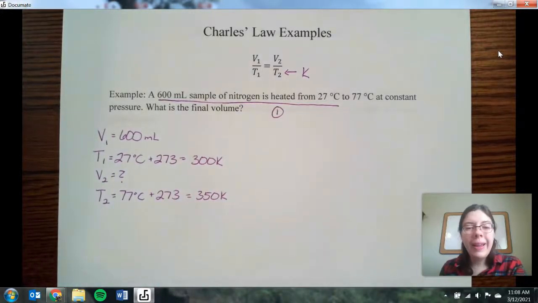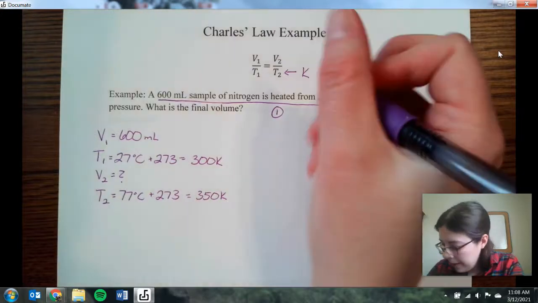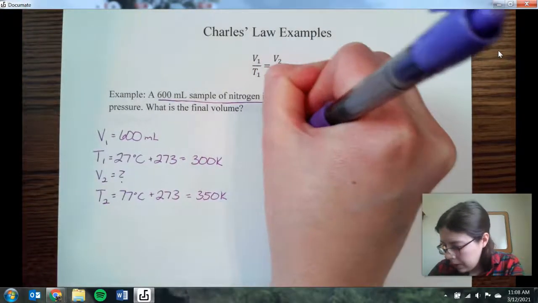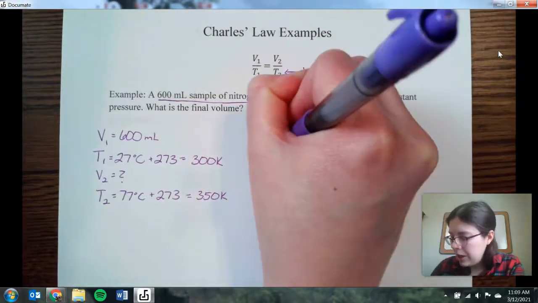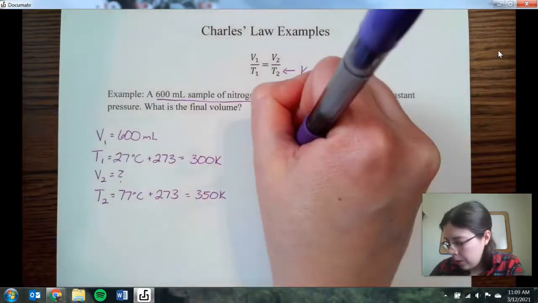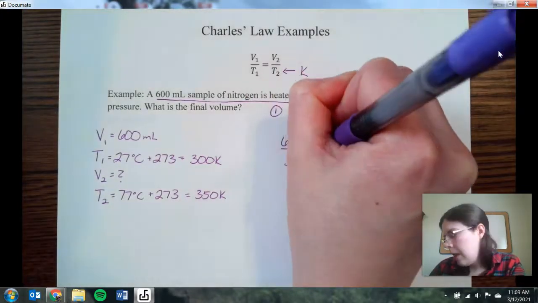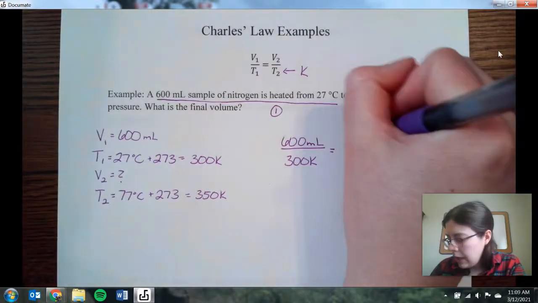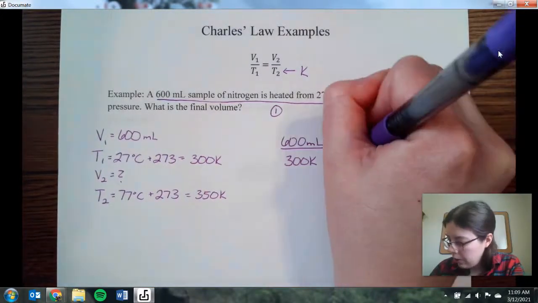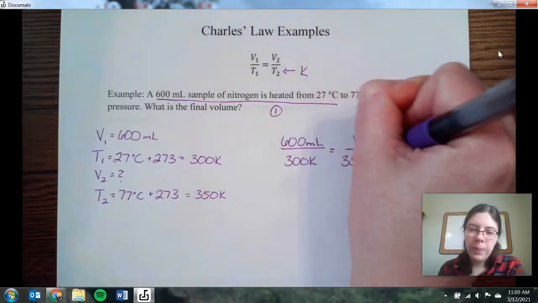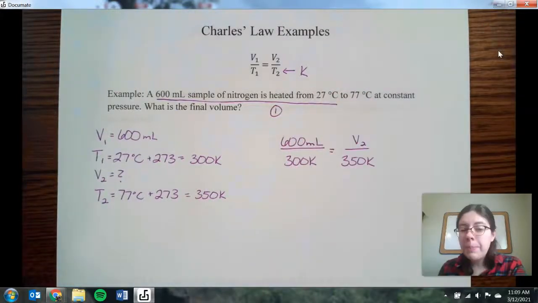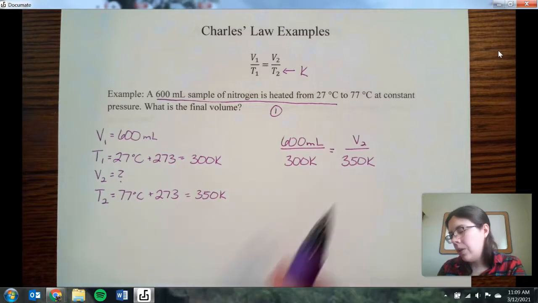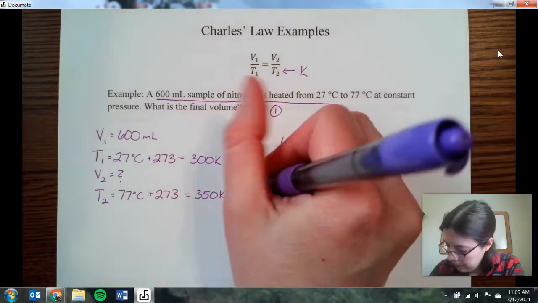Okay, so let's go ahead and start to plug in our values. So we have 600 milliliters, that is our V1, over our initial temperature, which is 300 Kelvin, which is equal to our final ratio of our V2 divided by our T2, which is 350 Kelvin. So for this, we're going to cross multiply and then divide. So we're going to take 600 times 350.